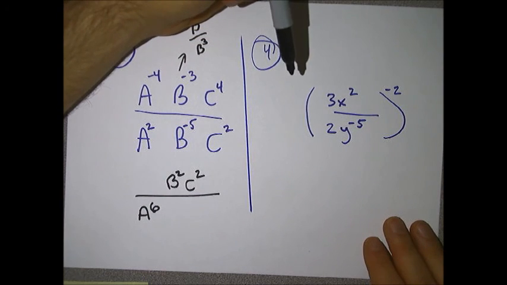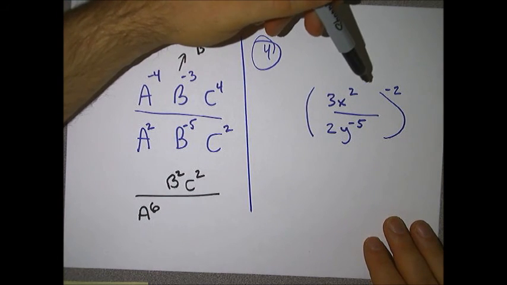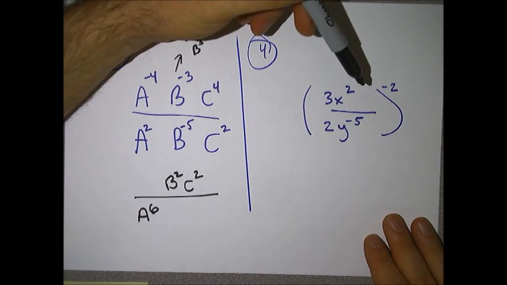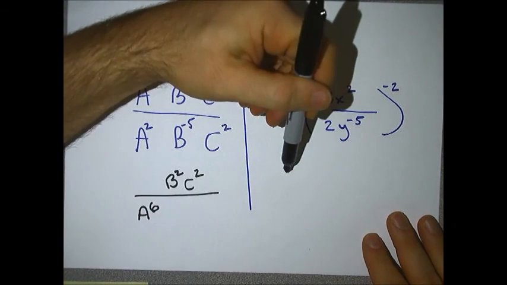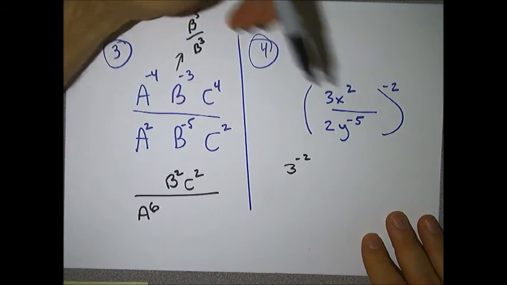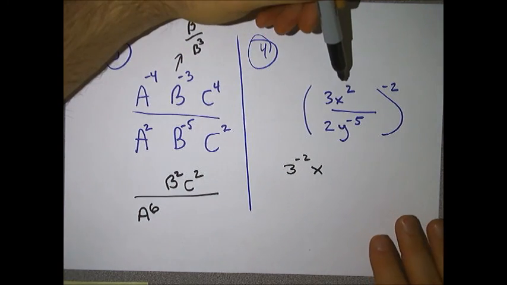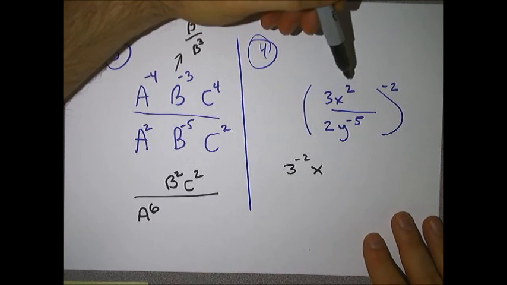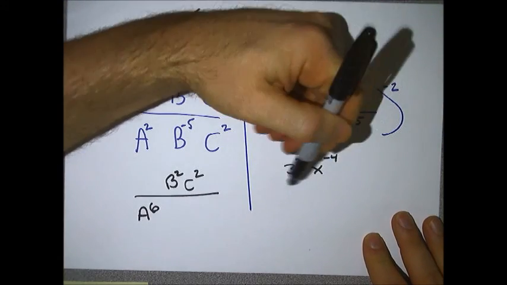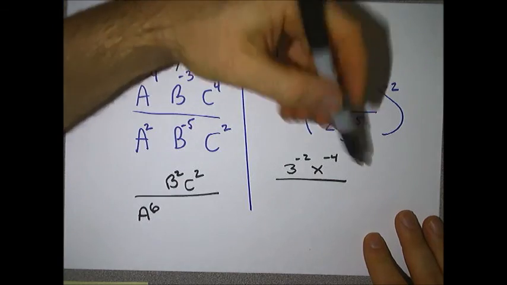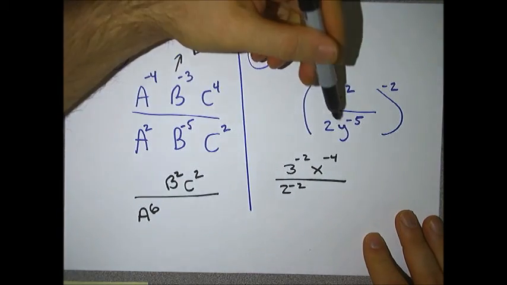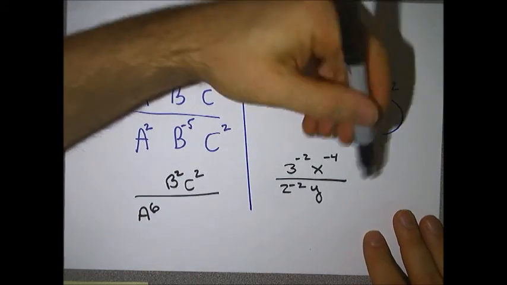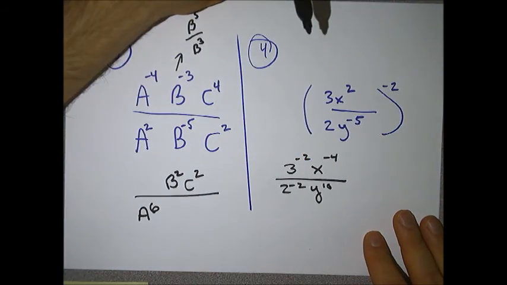For number 4, it's a fraction raised to a power. So everything in there is going to be raised to that power of negative 2. So this is 3 to the negative 2, x to the, our rules don't change, so power to power you multiply. So this is x to the negative 4 over 2 to the negative 2, and y to the negative 5 times negative 2 is a positive 10.